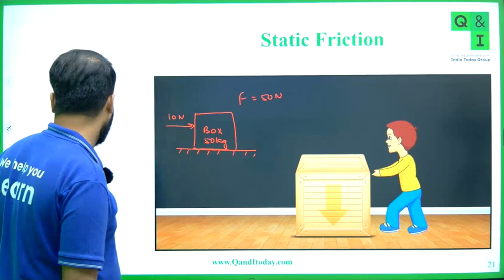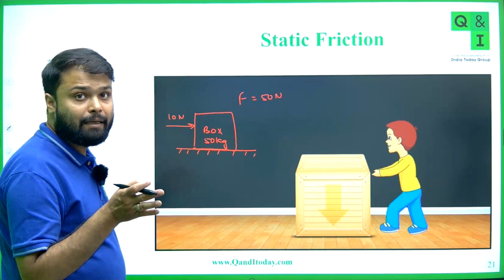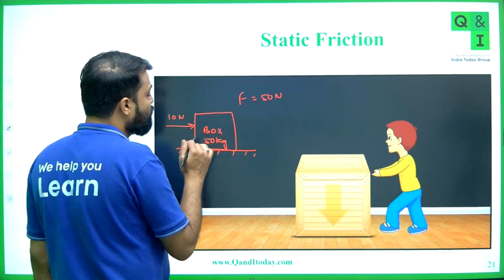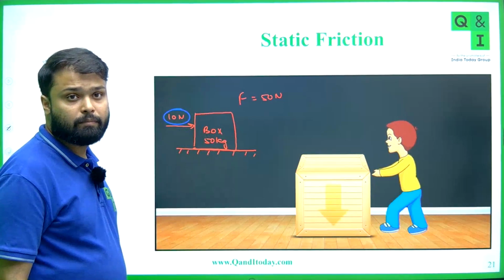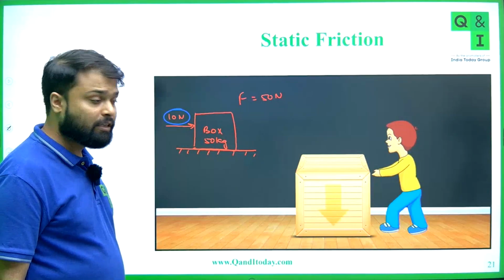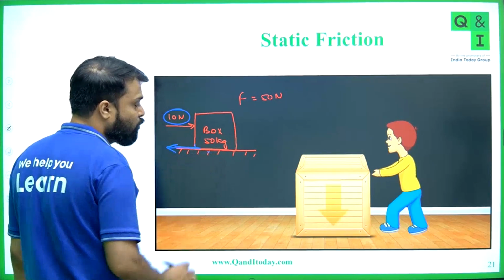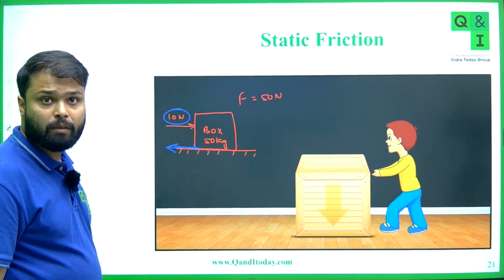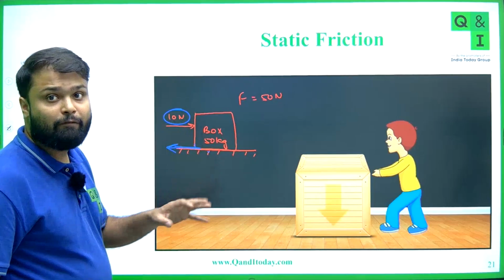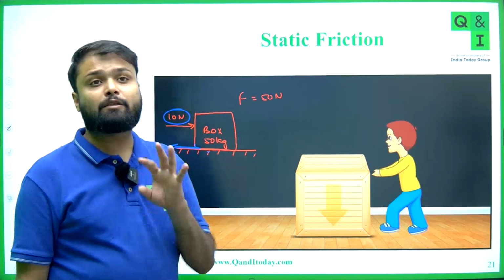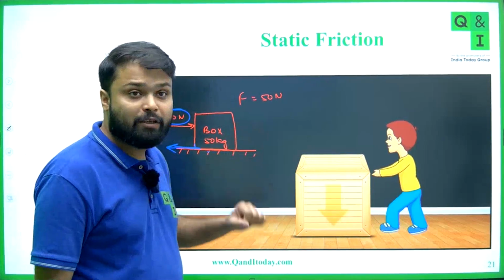No, sir. Now I'm applying the force towards the right side. Can you tell me, is there any force which is opposing this force? Yes, sir. Friction. The force of friction, which acts between the two surfaces, the block and the floor. Very good. So now this block is not moving. If you're applying a force and the body is not moving, the friction acting is called static friction.